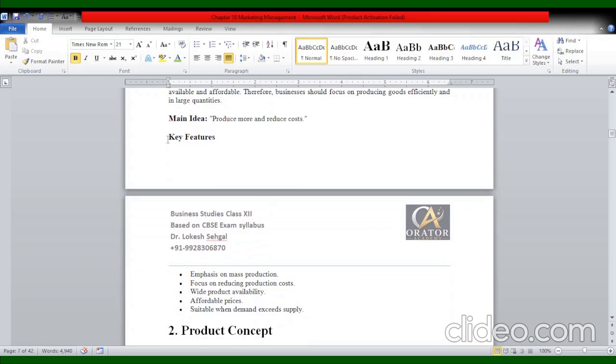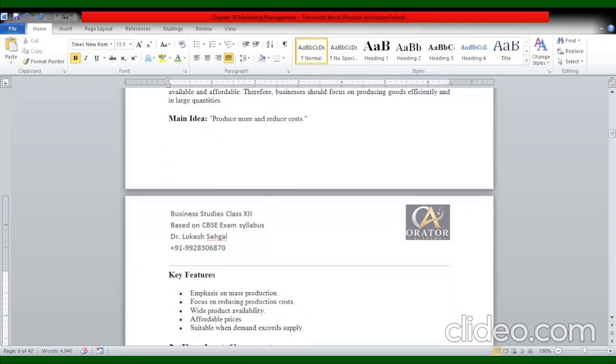The key feature you can identify in this philosophy is that it emphasizes mass production. Most companies will produce more and more products so that they minimize their cost to almost zero, and focus on reducing the production cost.